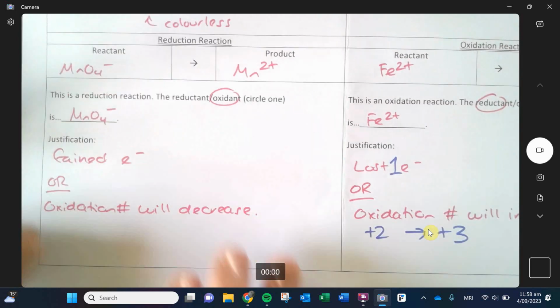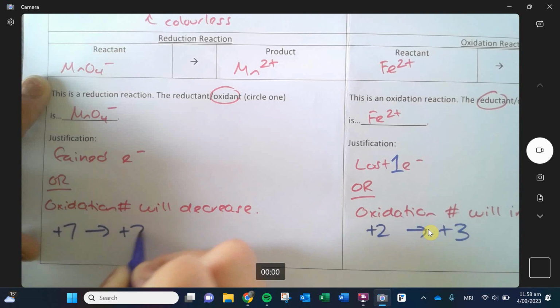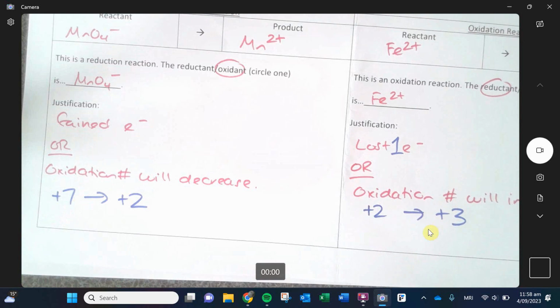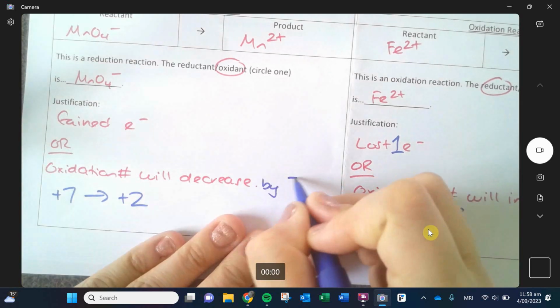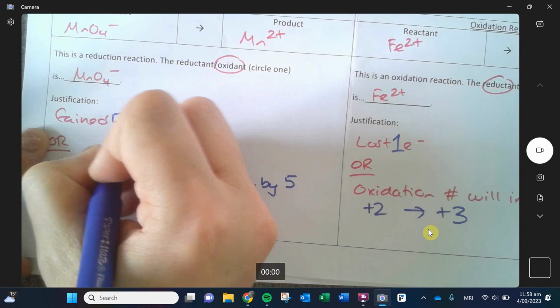So what that tells me is that the oxidation number has gone from +7 to +2. So that is a decrease, which is what we were saying with reduction. Oxidation number decreases. So it decreased by 5. Sorry about that. So that means that this guy gained 5 electrons.